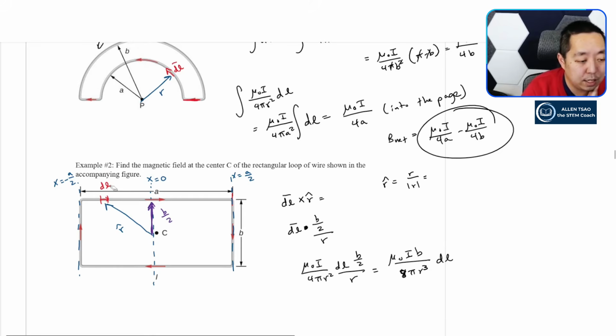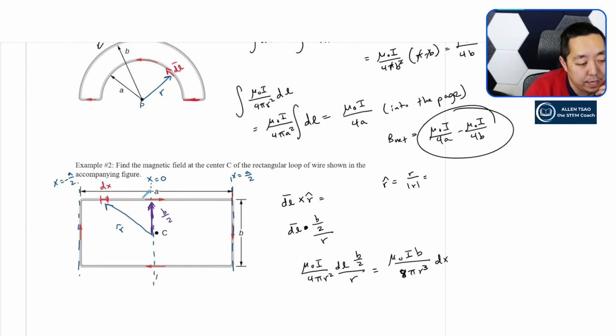So instead of dl, I'm going to replace it with dx, just because you're a little bit more used to it that way. It doesn't really matter, it's just the letter that I choose. So the dx is going that way instead. And now I want to put the r in terms of there.